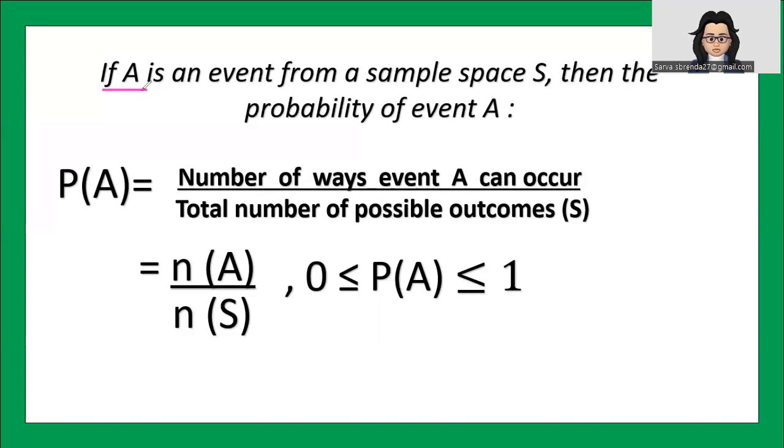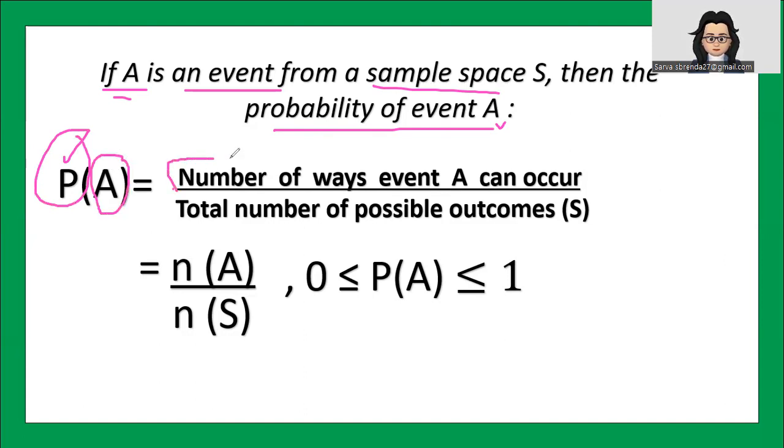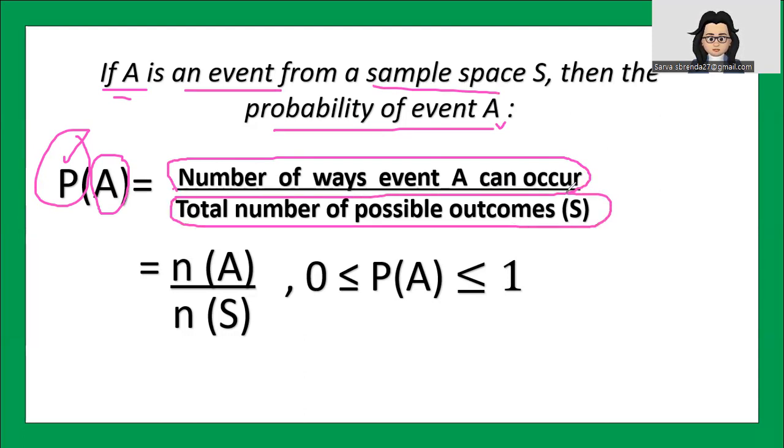So let's read this. If A is an event from a sample space, what's the probability of A? Very simple. If they ask you the probability of an event happening, it is literally the number of times it can happen over the total number of possible ways.